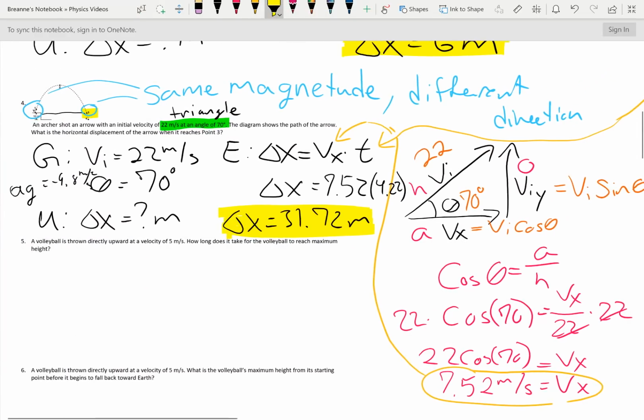Next question. A volleyball is thrown directly upward at a velocity of 5 meters per second.